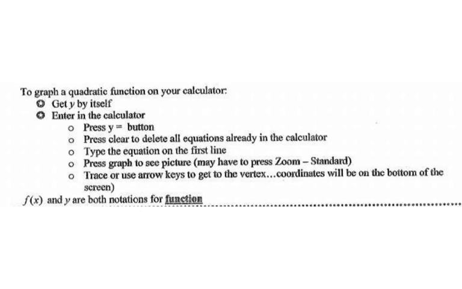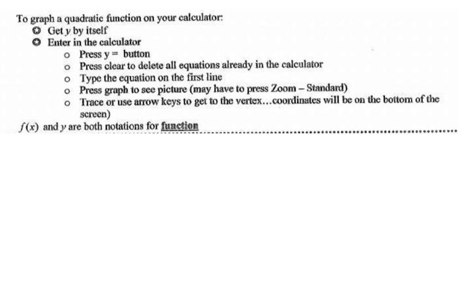Okay, to graph a quadratic function using the calculator, first thing you got to do is look at your equation and get y by itself. All the x's and the numbers have to be on the same side together. It's better if x squared is positive.